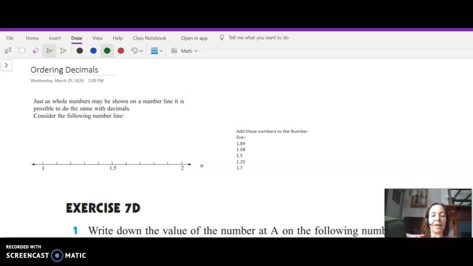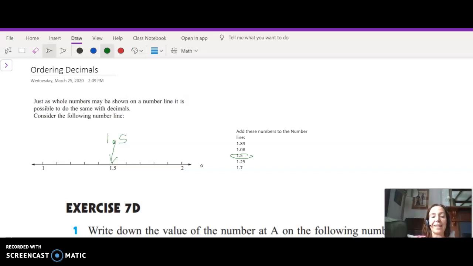Hopefully you realize you're going up by 0.1. Now we're going to add all of these numbers to this number line. It's going to be approximate in most cases, although some we'll be able to get a little bit more exact than others. So first of all, where do you think 1.5 is going to be? That's a nice easy one to start with. Hopefully when you look at this, we can see that 1.5 is exactly on our number line, so we can just put it in the correct place.